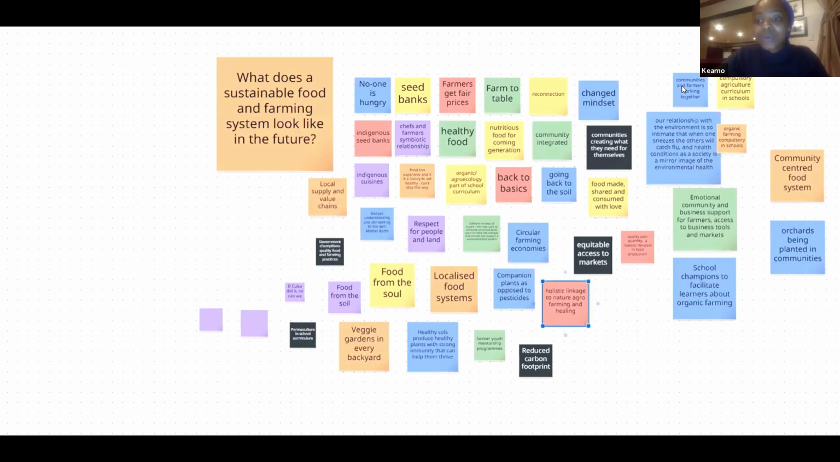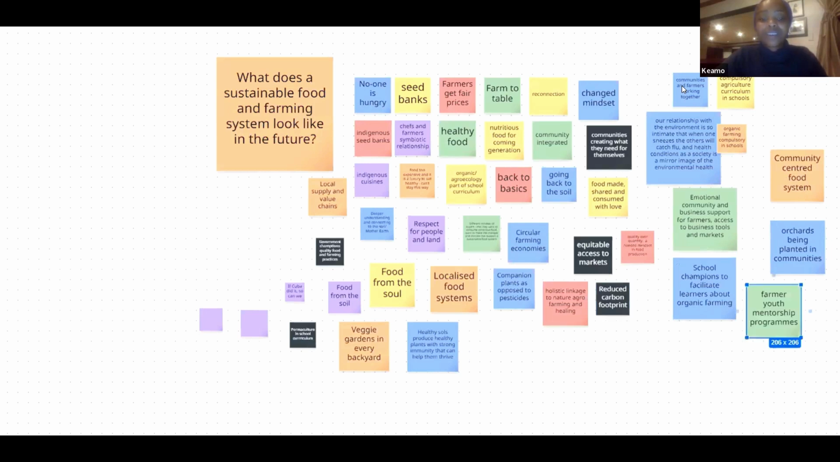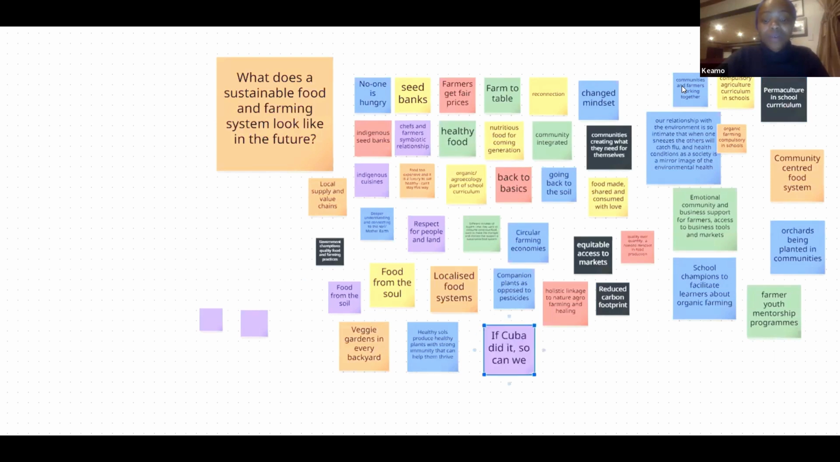It's a future where orchards are being planted in communities, where there are veggie gardens in every backyard. The future where we are embracing indigenous cuisines, where governments are championing quality food and farming practices. It's a future where there's reduced carbon footprint, and communities are able to create what they need for themselves.